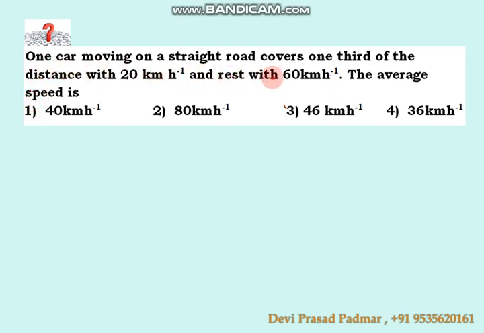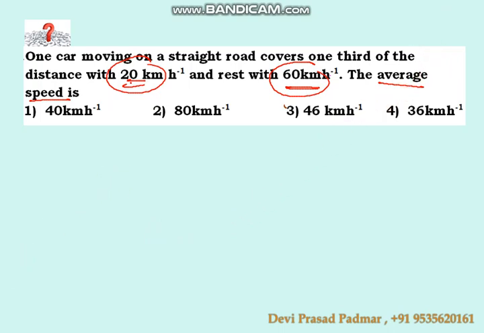One car moving on a straight road covers 1/3 of the distance with a speed of 20 km per hour, and the remaining distance it covers with a speed of 60 km per hour. So we need to calculate the average speed of that car. It covers different distances with different speeds. First, 1/3 of the distance it covers with a speed of 20 km per hour, and the remaining distance with 60 km per hour. We need to calculate the average speed.